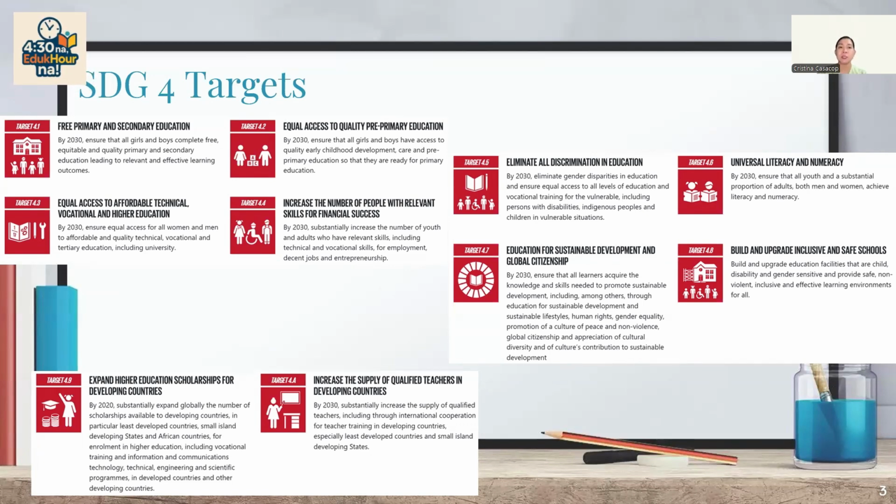And the 3 means of implementation targets are to build and upgrade inclusive and safe schools, to expand higher education scholarships for developing countries, and then to increase the supply of qualified teachers in developing countries. And that's all for SDG 4.